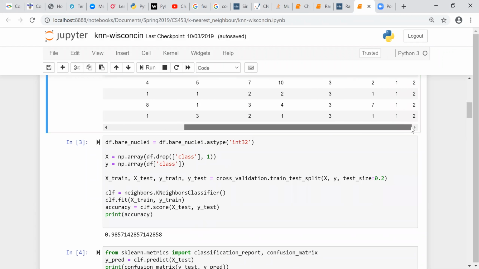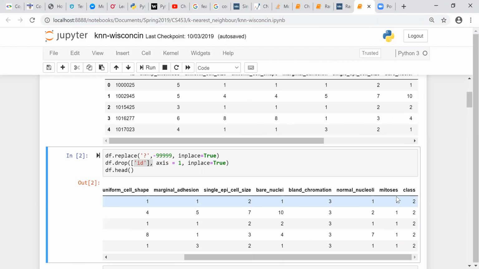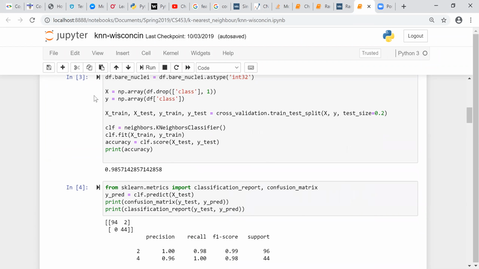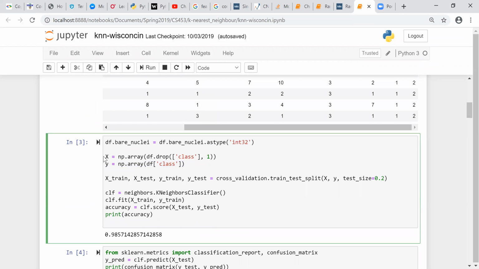And the last column is the class. So that's our target. That's the target. And all of your features are from the first column to the second last column. And then we are going to do the train and test split with 80% going to the training data.